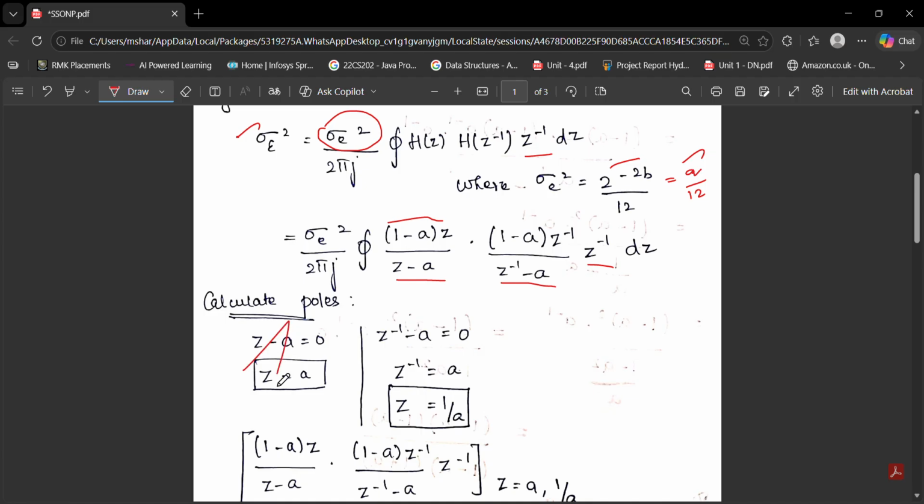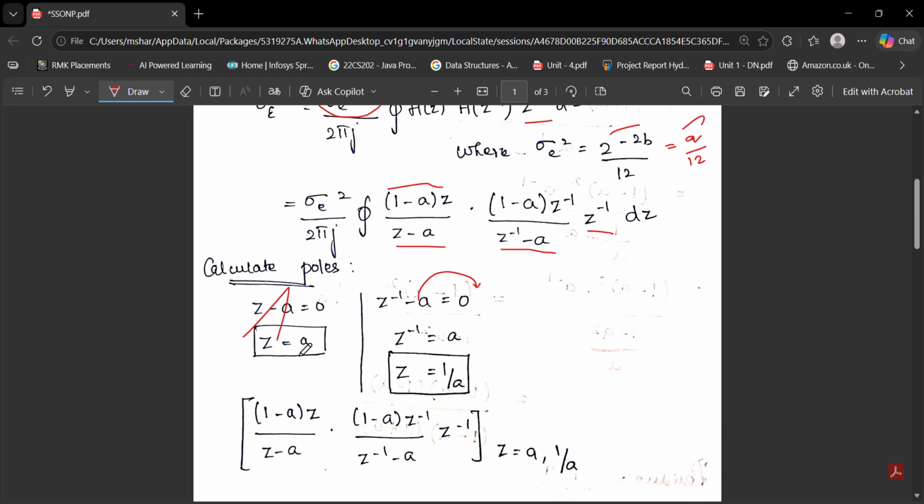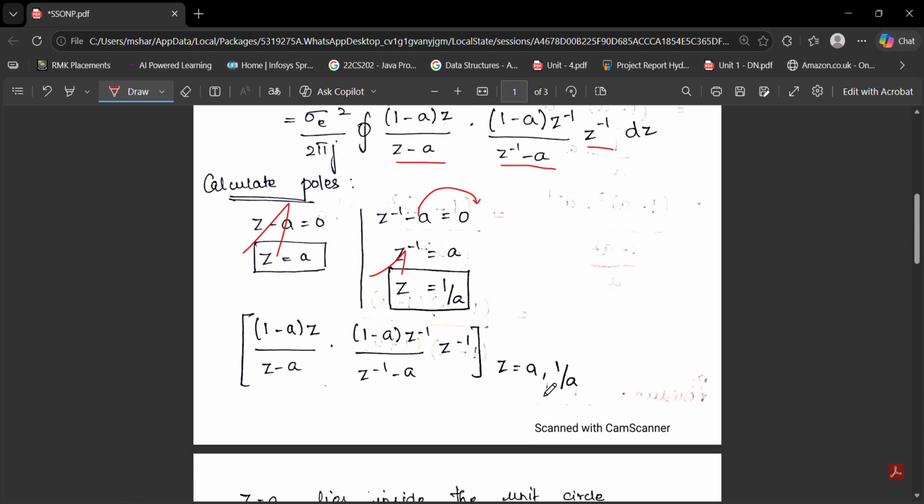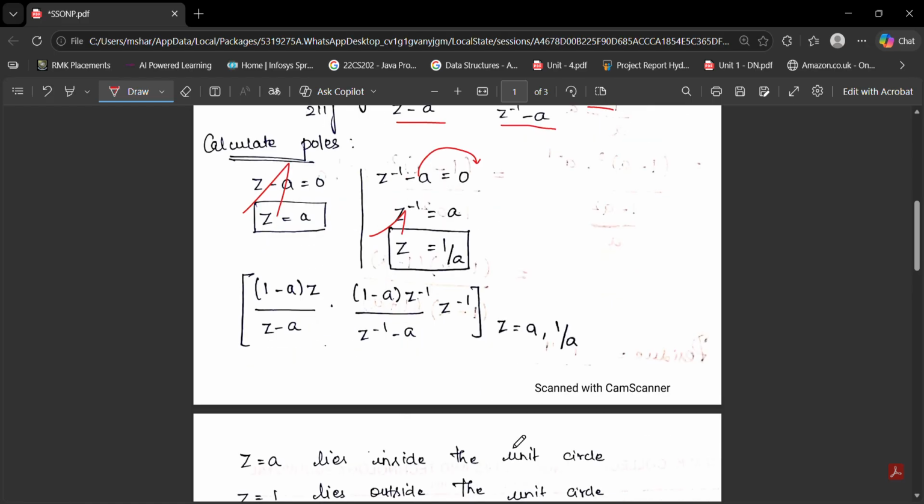This is one pole. One more pole is z inverse minus a equal to 0. So the a goes to this side and it will be z inverse equal to a, so z is equal to 1 by a. So here we have got two poles for this equation, that is, z is equal to a and 1 by a. So these are the poles.